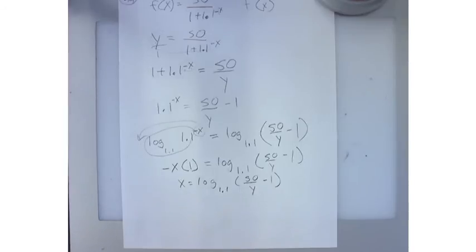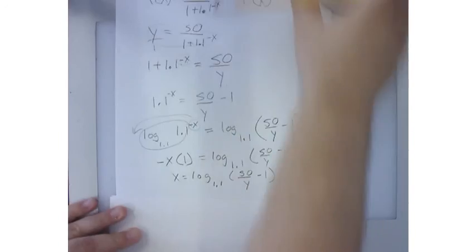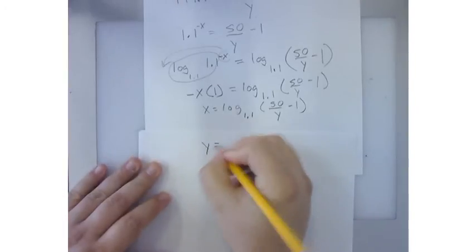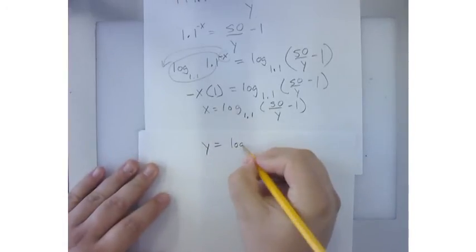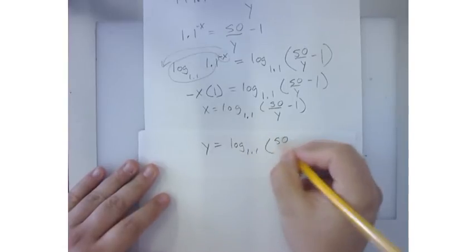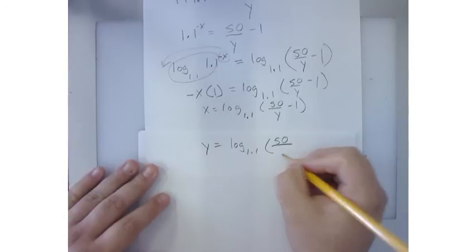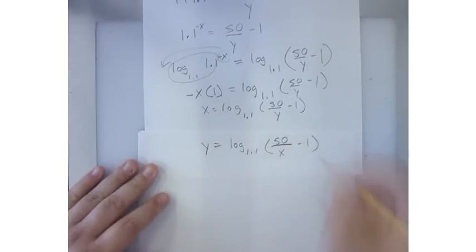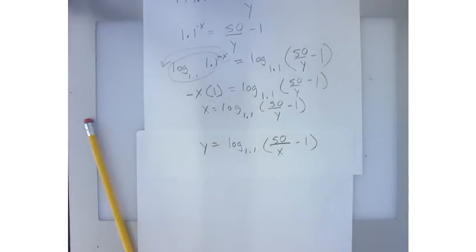Now, we're trying to find the inverse. And in order to find the inverse, I have to swap the x and y. So I did all that work because it'll be easier for me to swap the x and y. So if I say y is equal to log base 1.1 of 50 over, what do I put here now? X. That's 1. And because I did it that way, now I don't even have to worry about solving for y. I've already done that.